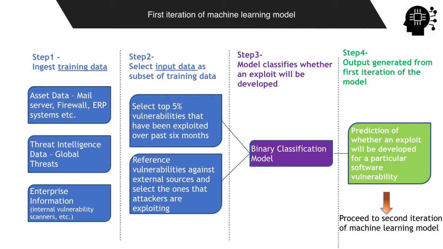So to answer these questions, we're going to look at the technical details now of the first iteration of the machine learning model. The first iteration of the model ingests company-specific asset data, global threats, and information from vulnerability scanners as training data. However, the input data is selected based on volume and velocity of the vulnerabilities. A binary classification model, as seen in step 3, is used to generate a yes or no kind of answer. The output in step 4 is then used to predict whether an exploit will be developed for a particular software vulnerability. Then this prediction is sent to the second iteration of the model.